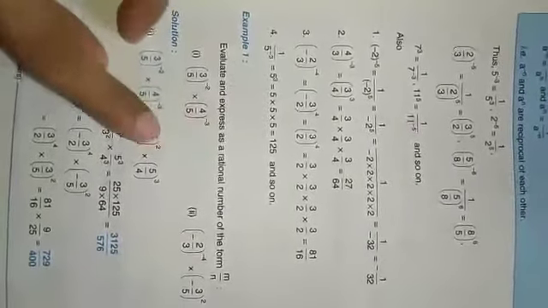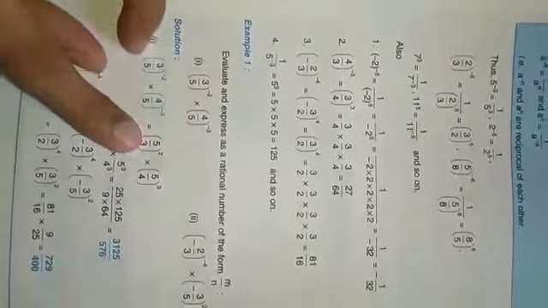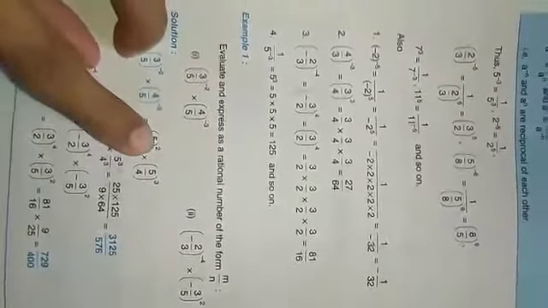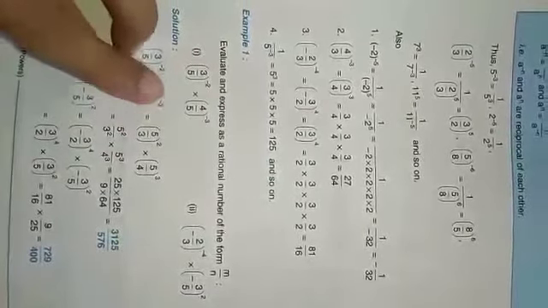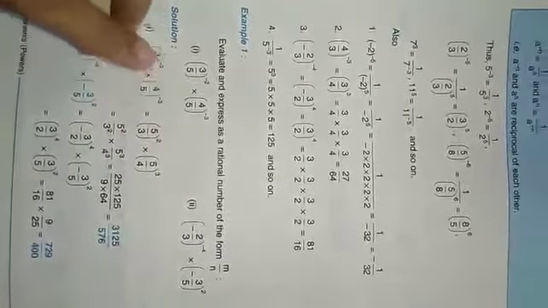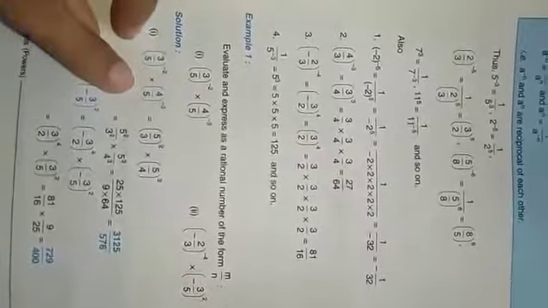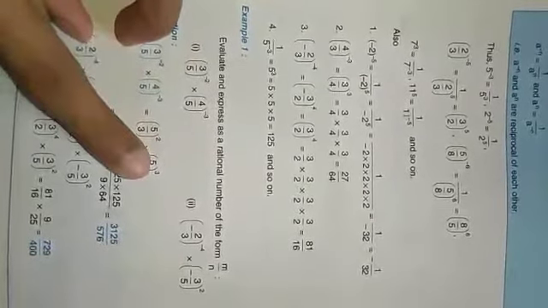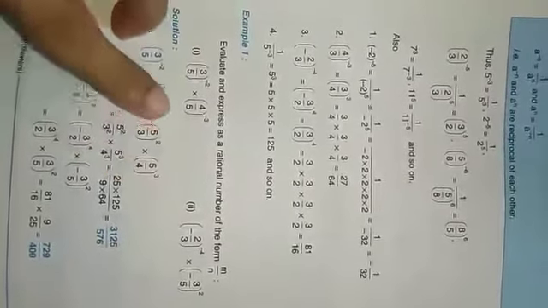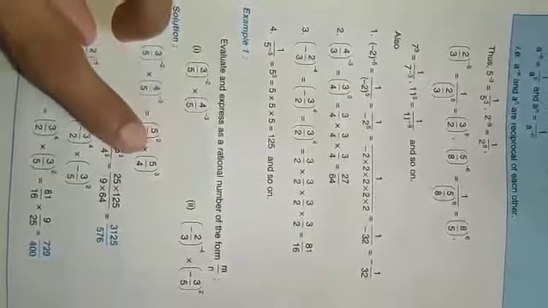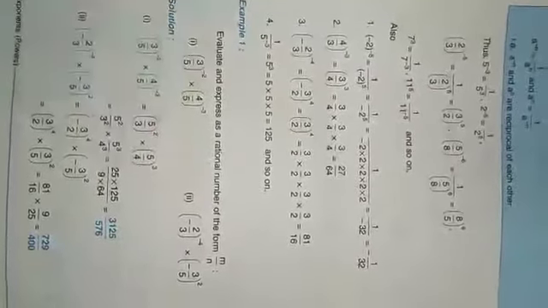Ultimately 3 by 5 whole to the power minus 2 means 1 by 3 by 5 whole to the power 2, which is equal to 5 by 3 whole to the power 2, isn't it? And same, 4 by 5 whole to the power minus 3 means 1 by 4 by 5 whole to the power 3, that means it is equal to 5 by 4 whole to the power 3. So we can write it like 5 by 3 whole to the power 2 into 5 by 4 whole to the power 3, isn't it?